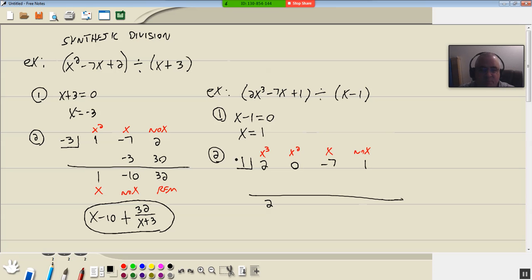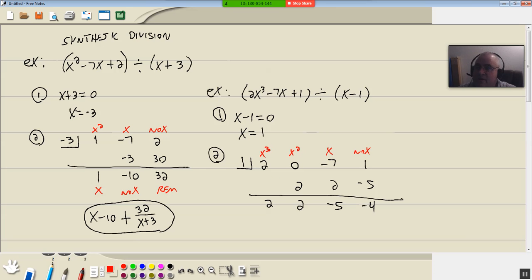Then you multiply. You always multiply by the number in the box, by the number you put down here. 1 times 2 is 2. Then I want to add. 0 plus 2 is 2. And then I want to multiply. 1 times 2 is 2. Add. Negative 7 plus 2 is negative 5. Multiply. 1 times negative 5 is negative 5. And then add. 1 and negative 5 gives you negative 4.